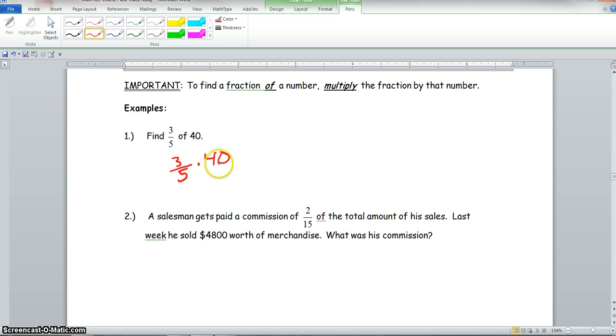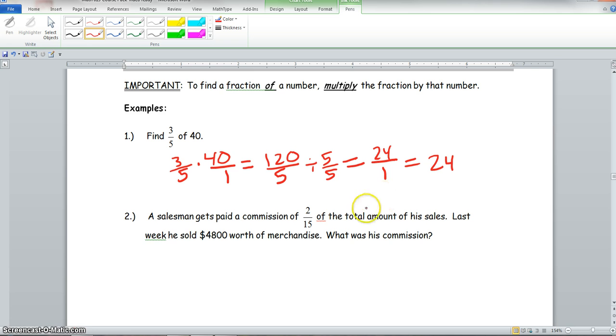Now, we want to make this 40 into a fraction, so we'll make that 40 over 1. 3 times 40 is 120, and 5 times 1 is 5. Now, 120 and 5 both have 5 in common. 5 divided by 5 is 1. 120 divided by 5 is 24. So 24 over 1 is just 24.